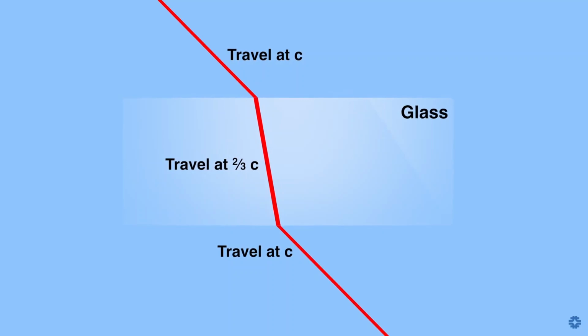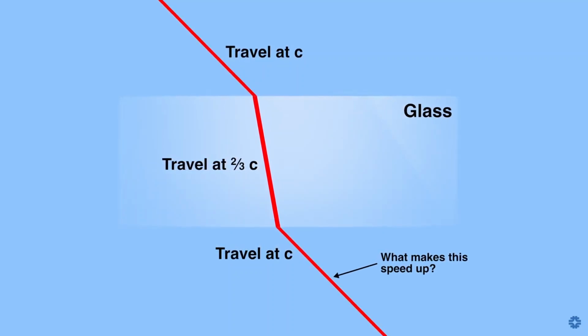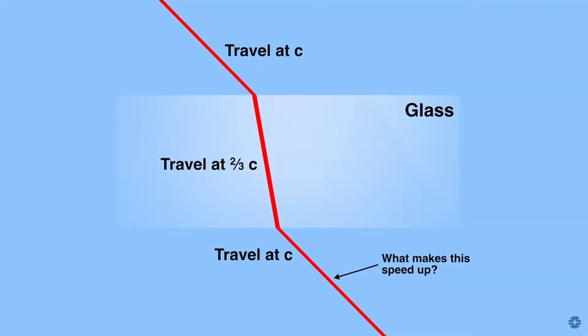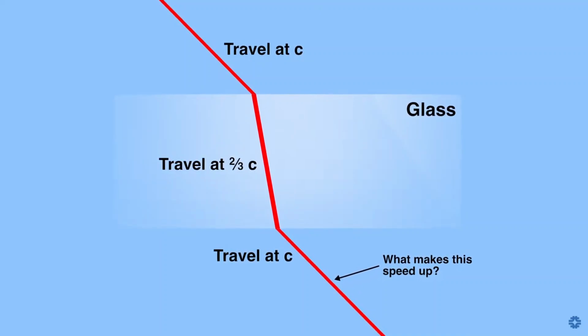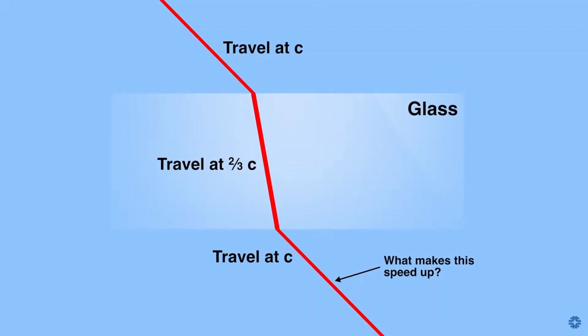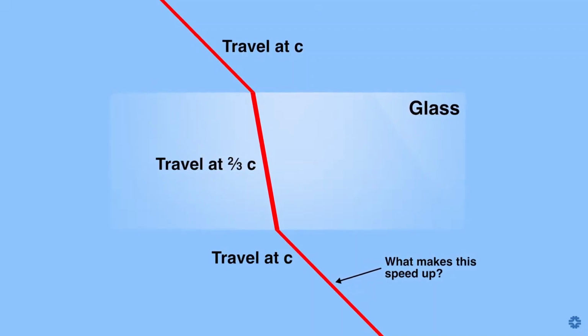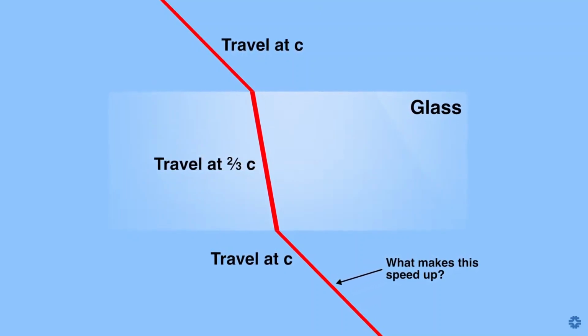This also explains something that many people were confused by. Most people were willing to accept that passing through glass slowed down light, but they were very puzzled about light speeding up when it left the glass. It seemed like it created energy, and well, that didn't make any sense. But now I hope it does.